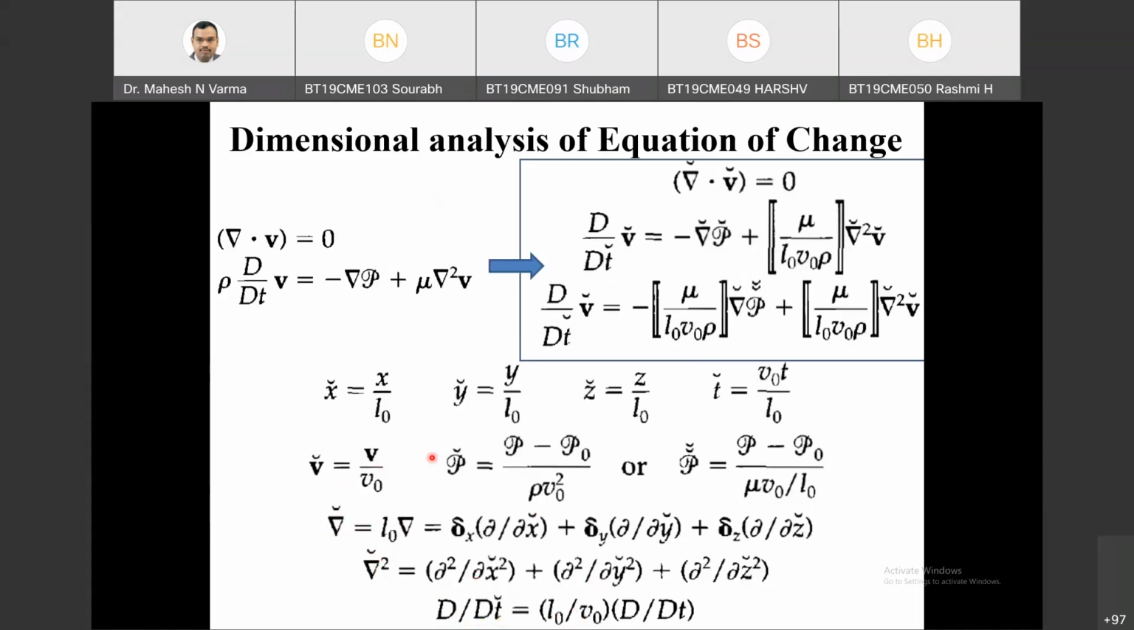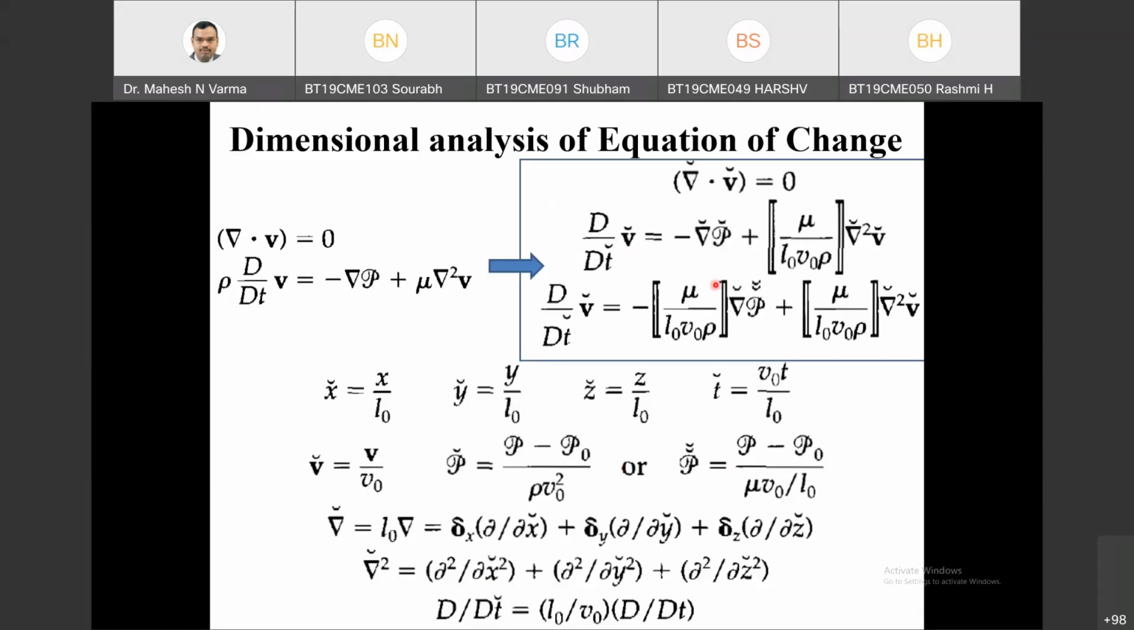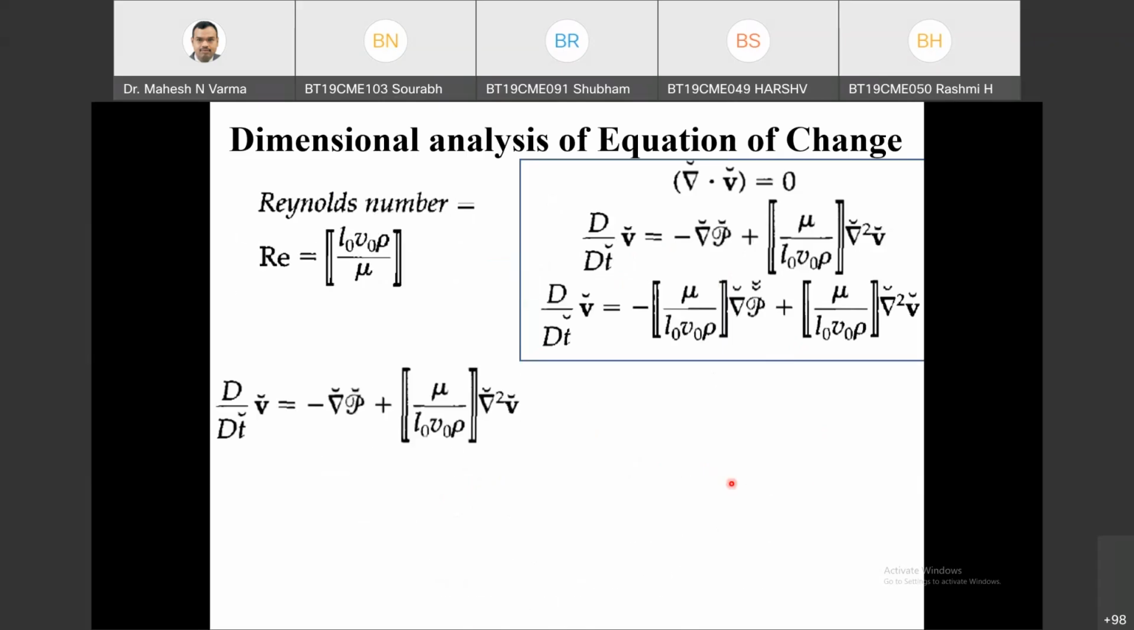Now substituting all this information, the equation of change is changed to this format: d by dt dimensionless. This is the dimensionless equation. This is dimensionless pressure of one format, mu by L0 V0 rho times del square V, and this is another pressure format, dimensionless. There are two dimensionless pressures. Using this pressure definition I will get this equation, and using the other pressure definition I will get the other equation.